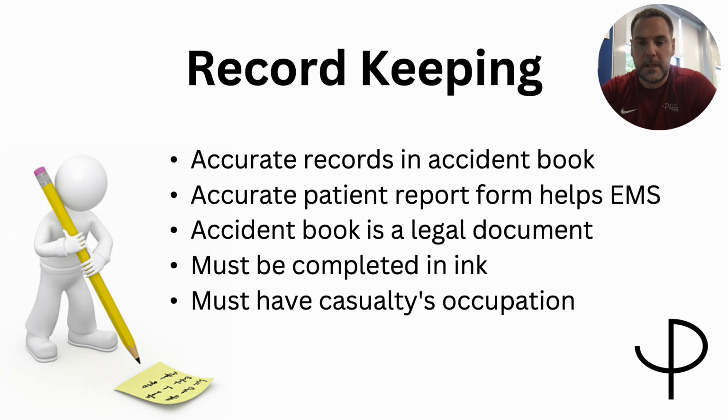It must be completed in ink, so that it can't be rubbed out or changed afterwards, and it must have the casualty's occupation on it. Now, this is really important, because if the casualty was found in an area of the workplace where they shouldn't have been, or they were operating a piece of equipment, for example, that they haven't had training for, then it's really important that that casualty's occupation has been documented in the accident book.